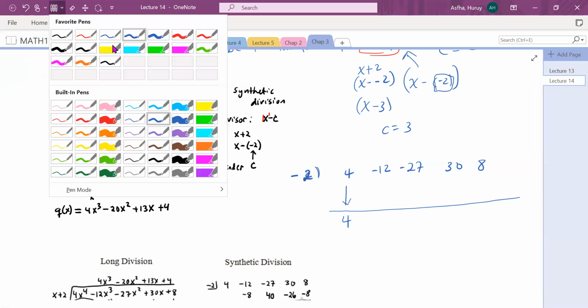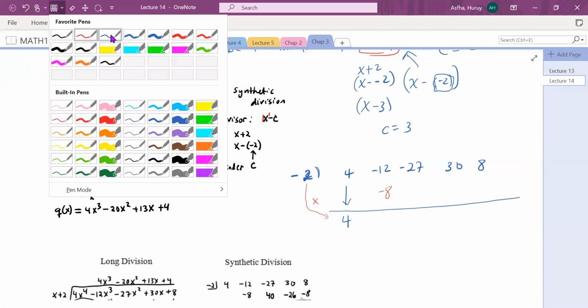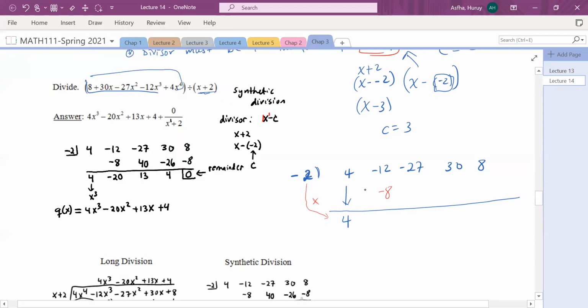And then what we do is multiply this number and this number. This is multiplication. So -2 times 4, we write it here, -8. And then we add these two numbers, this one and this one, and that's -20.